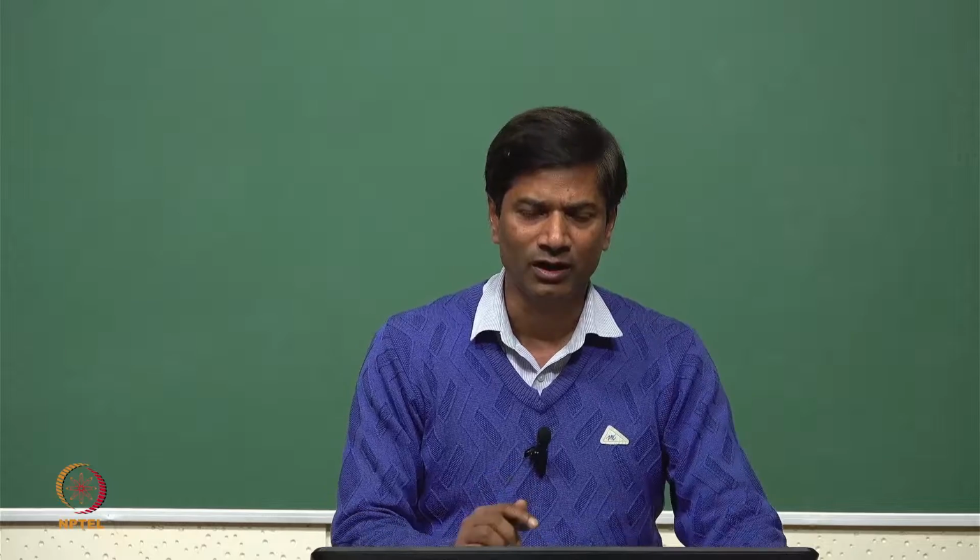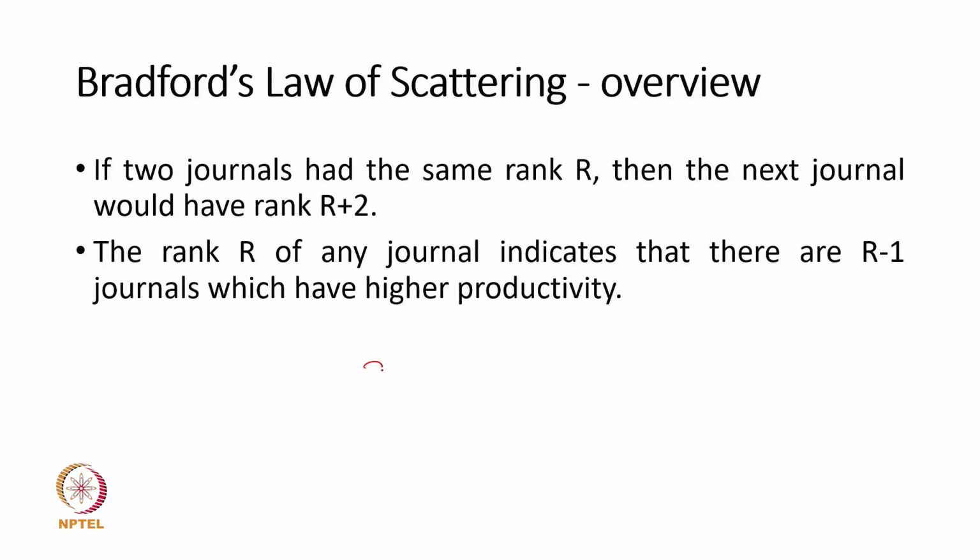productivity. For example, at 25th rank we have a journal having the contribution of 18 articles. At 26th rank we have a journal contributing 16 articles. Again at 26th rank we have a journal contributing the same number of articles. Hence the next ranking would be 28th instead of 27th.